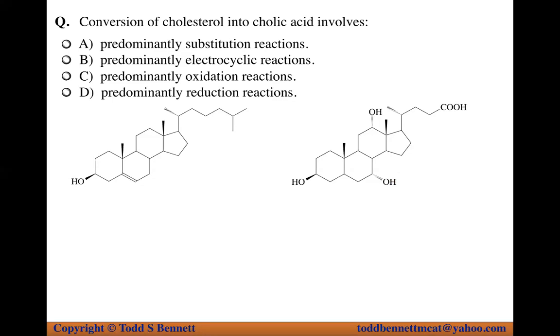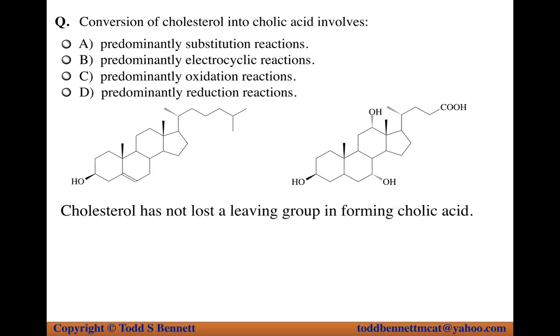So all the way back to the first lecture, we said, when you come to a question, look at it as simply as you can. Are we substituting anything on here? Is there something coming off, something going on? Electrocyclic, the word cyclic means we make a ring. Well, we have 1, 2, 3, 4 rings going to 1, 2, 3, 4 rings. We didn't make any rings, but we did oxidize it. It gained bonds to O. We did not reduce it. It did not gain bonds to H and lose O's.